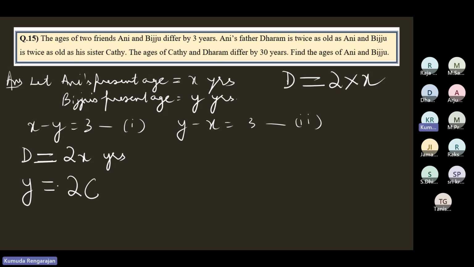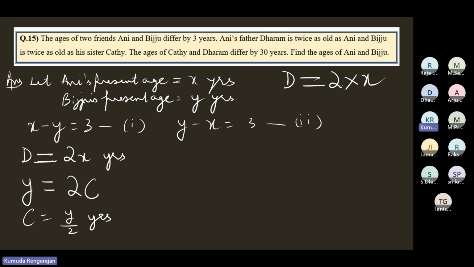So Biju is twice, meaning 2 into, as old as his sister Kathy. So Kathy is a new character. So C. What do you get from this? C is equal to Y by 2 years. So there are 4 characters in this question: Annie, Biju, Dharam and Kathy.